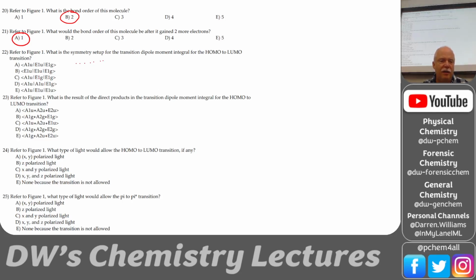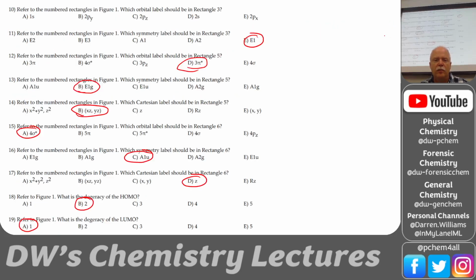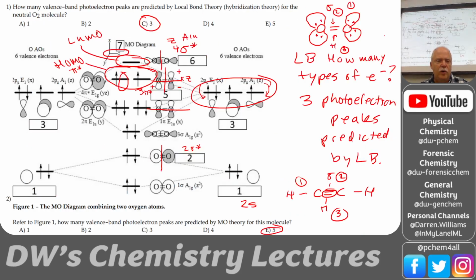All right, what's the symmetry setup for the HOMO to LUMO transition? So let me just go ahead and let's see, does it say? It doesn't say which type of light, but let's just go ahead and set it up. So we have the LUMO, light, and the HOMO. So we go put the symmetries in there. So the LUMO is A1U and the HOMO is E1G.